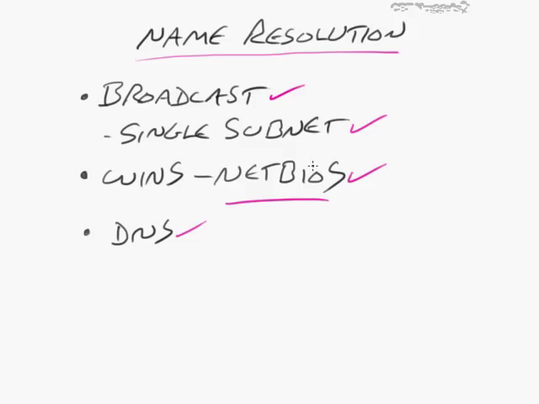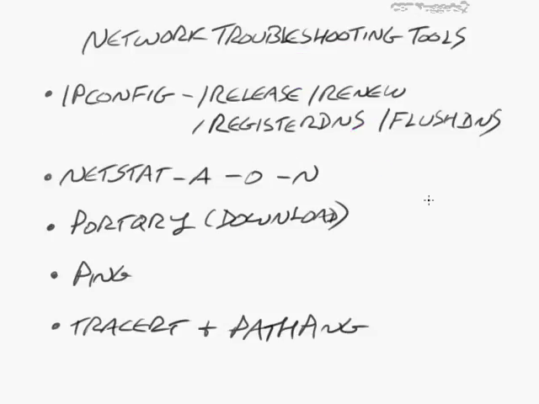Now let's take a look at how to troubleshoot the network if you run into any problems. One of the things you can do is just know what kind of tools are at your disposal. Probably the most common one would be ipconfig, and there are 4 different switches that I identify that are commonly used. One of those would be ipconfig /release.